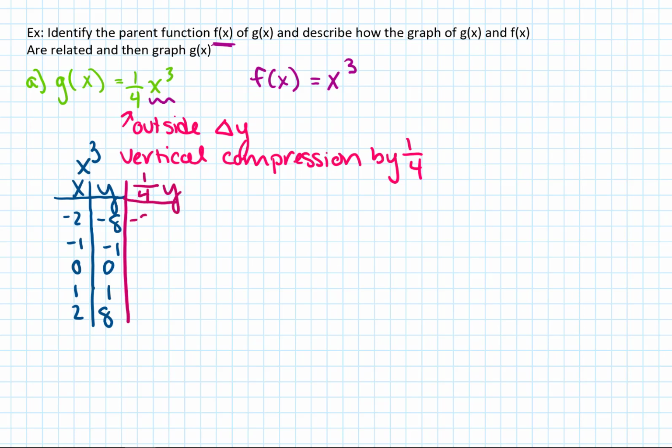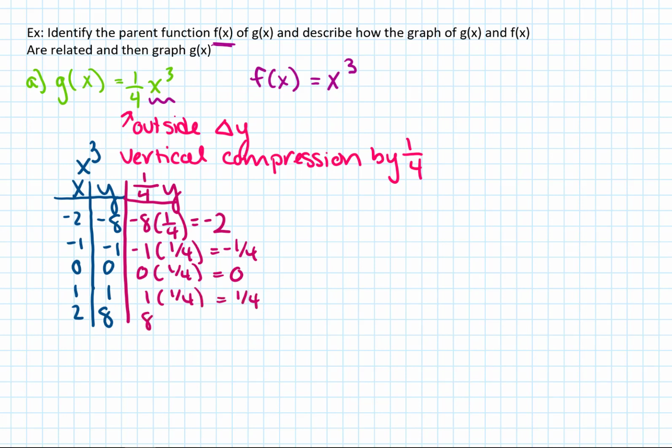So I have -8 times 1/4, which simplifies to be -2. -1 times 1/4, which is -1/4. 0 times 1/4, which is 0. 1 times 1/4, which is 1/4. And 8 times 1/4, which is 2.